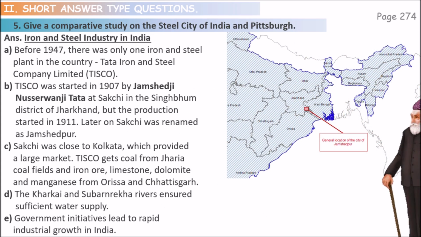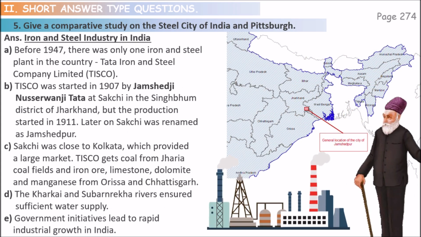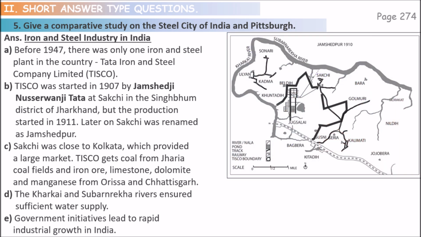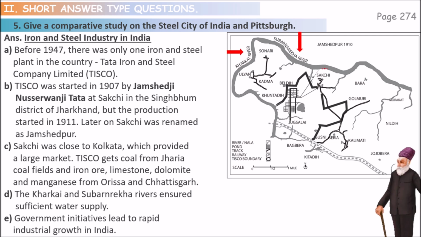Iron and steel industry in India. Before 1947, there was only one iron and steel plant in the country, Tata Iron and Steel Company Limited. TISCO was started in 1907 by Jamshedji Nusserwanji Tata at Sakchi, in the Singhbhum district of Jharkhand, but the production started in 1911. Later on, Sakchi was renamed as Jamshedpur.